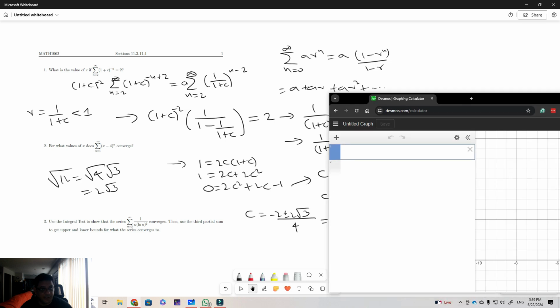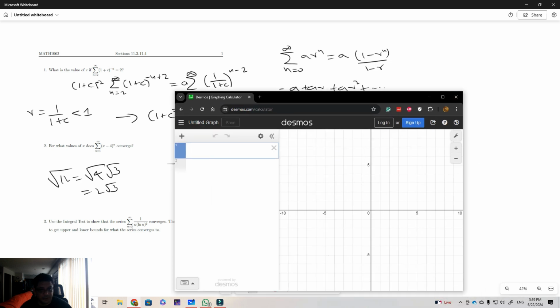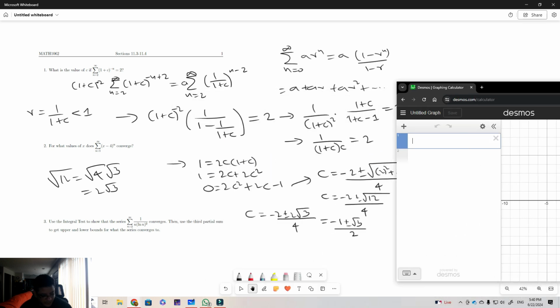So if we pick a decimal calculator, or a calculator in general, and we're just going to compute minus 1 plus the square root of 3, and this is about 0.7, and divided by 2, right? So this is 0.36. It's a very small number.